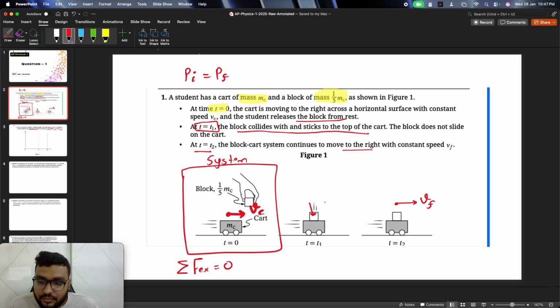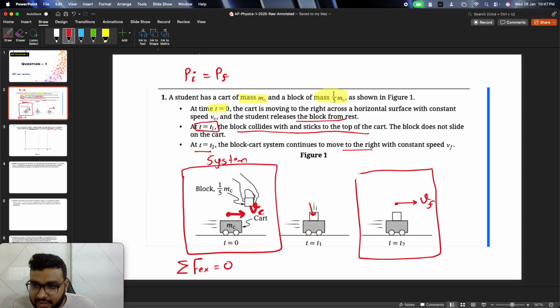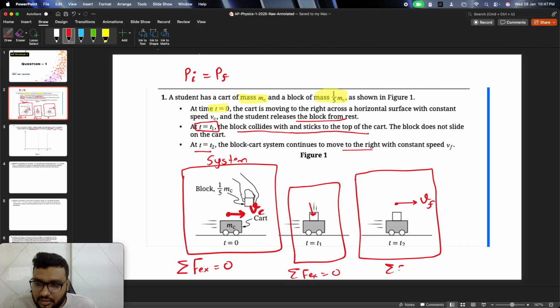Now when the block collides with this particular cart, again if you observe, there is no external force involved. So in the final situation or the middle situation, in all the cases the net external force we have is 0. Here also the net external force is 0. Here also the net external force is 0. So whenever the net external force is 0, the momentum is going to be conserved.